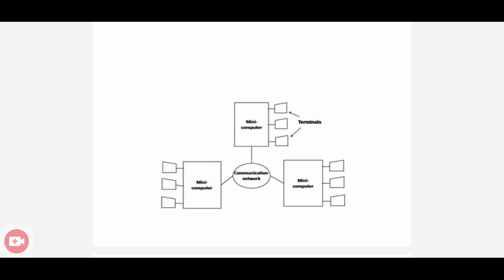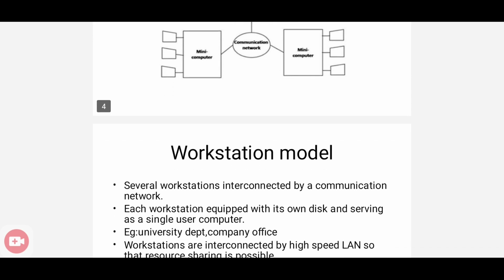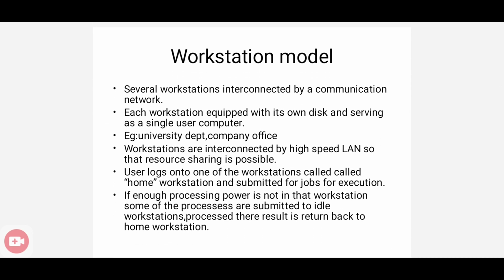Clear? So there are 5 main types of distributed computing model. First one, mini computer model. Second one, workstation model. Third, workstation server model. Fourth one, processor pool model. And fifth, hybrid model. So the first category is mini computer model. Okay. And the second category is the workstation model.